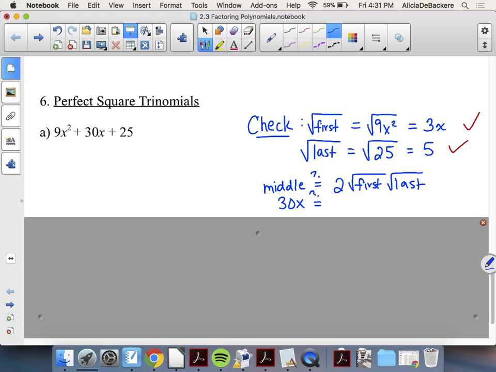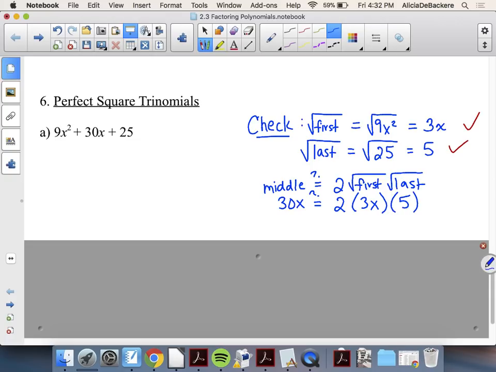So this is kind of a question mark at this point. I don't actually know if they're equal, so I shouldn't be using an equal sign there. What I'm checking is what is 2 times the square root of the first term, which we said was 3x, and the square root of the last term, which is 5. When I simplify that right-hand side, I get 2 times 3 times 5. You can just multiply all the coefficients together, and that is 30, and then just an x hanging out. So I do get that the middle is equal to 2 times the square root of the first term times the square root of the last term.